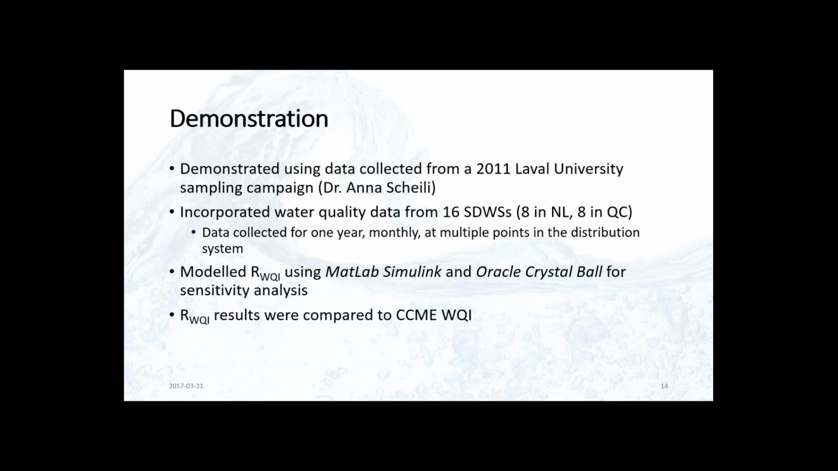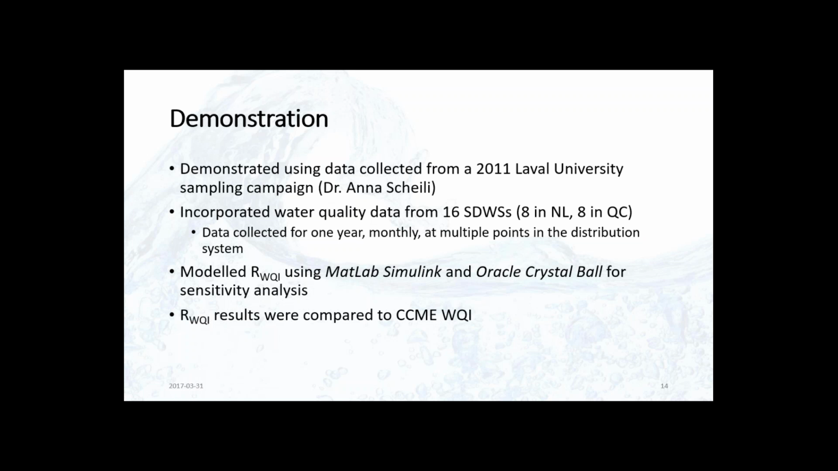I demonstrated this performance assessment framework using data from a 2011 campaign of 8 small systems in Newfoundland and Labrador and Quebec, using surface water sources. These provinces were chosen as they have vastly differing provincial regulations on water treatment. In Newfoundland and Labrador, small systems are simple, usually with just chlorine being added to raw surface water. In Quebec, generally provincial regulations require filtration in addition to disinfection. I then modeled the framework using MATLAB Simulink and compared the results to the Canadian Council of Ministers of the Environment Water Quality Index, modified for drinking water purposes.